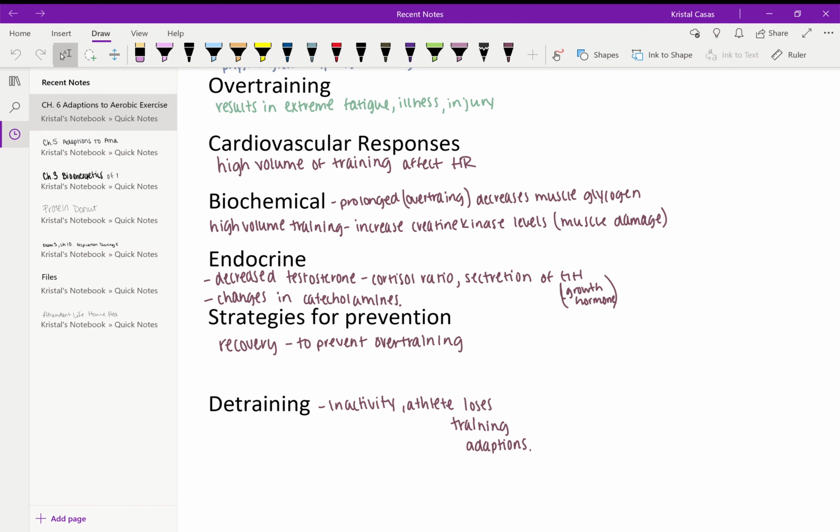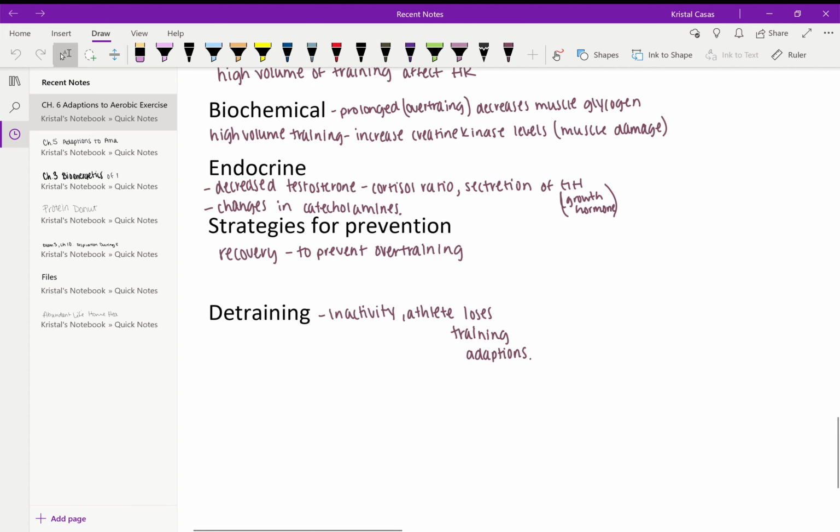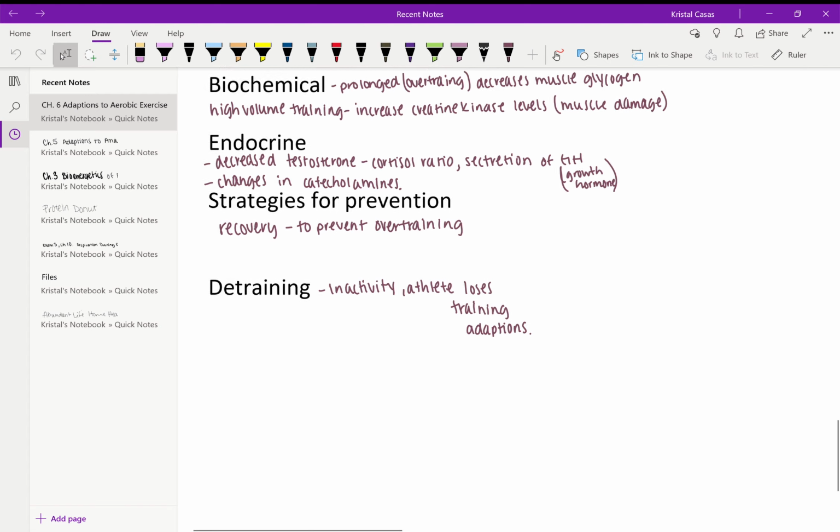High volume training increases creatine kinase levels, which is what we know when muscle damage occurs, there's an increase in creatine kinase. Endocrine: decreased testosterone to cortisol ratio, and then there's secretion of GH, growth hormone, and there's also changes in catecholamines. Strategies for prevention of overtraining: recovery. Recovery is important to prevent overtraining injuries.